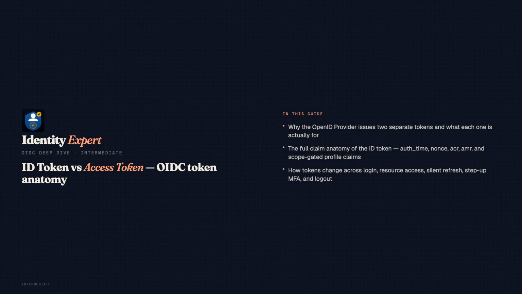In this guide, why the OpenID provider issues two separate tokens and what each one is actually for. The full claim anatomy of the ID token, including auth_time, nonce, ACR, AMR, and which profile claims only appear when specific scopes are granted. The access token profile defined by RFC 9068, why the type header at+jwt exists, and how resource servers should use it.